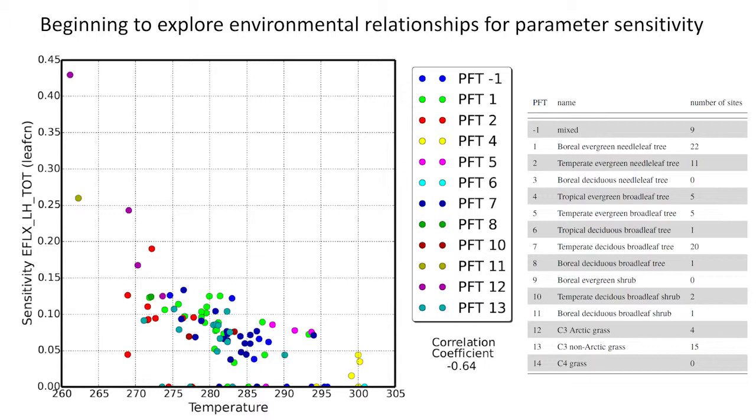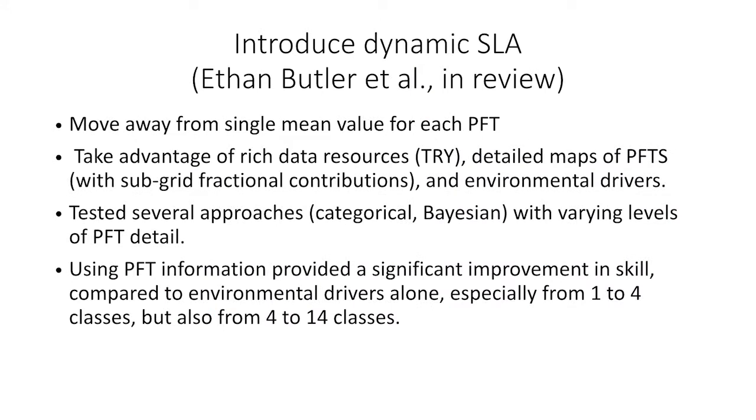And the very, very final thing that I have to say is that with Peter Reich's group, Ethan Butler and others have helped us to move away from this idea of a single mean value for each PFT, and they've actually been generating some maps based on a combination of PFTs and environmental drivers, as well as a Bayesian framework, that has resulted in maps where they're able to test through robust statistical methods what the error rates in these maps are, and try to find the approaches that give us the best map.